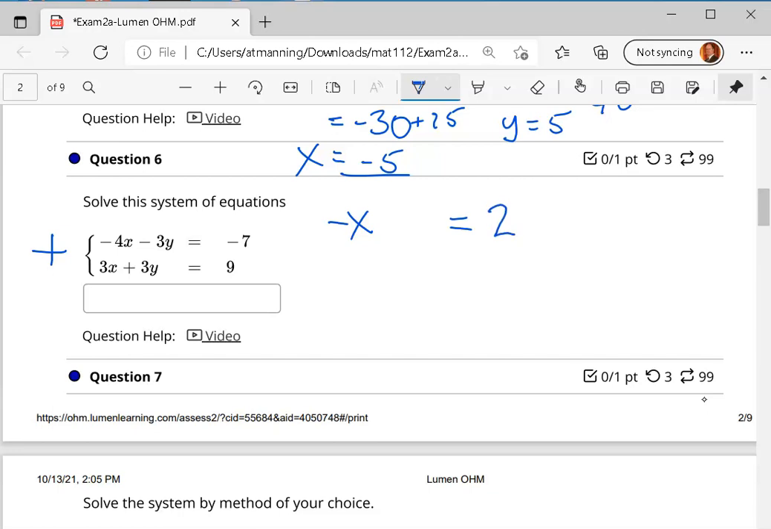There we go. Multiply by negative 1. We know that x equals negative 2. So I put negative 2 in for my known value of x. How do I figure out y? Pick either formula, plug in the negative 2 for x. So let's just do the first one. Negative 4 times a negative 2 minus 3y equals negative 7. Well, negative 4 times a negative 2 is a positive 8. 8 minus 3y equals negative 7.